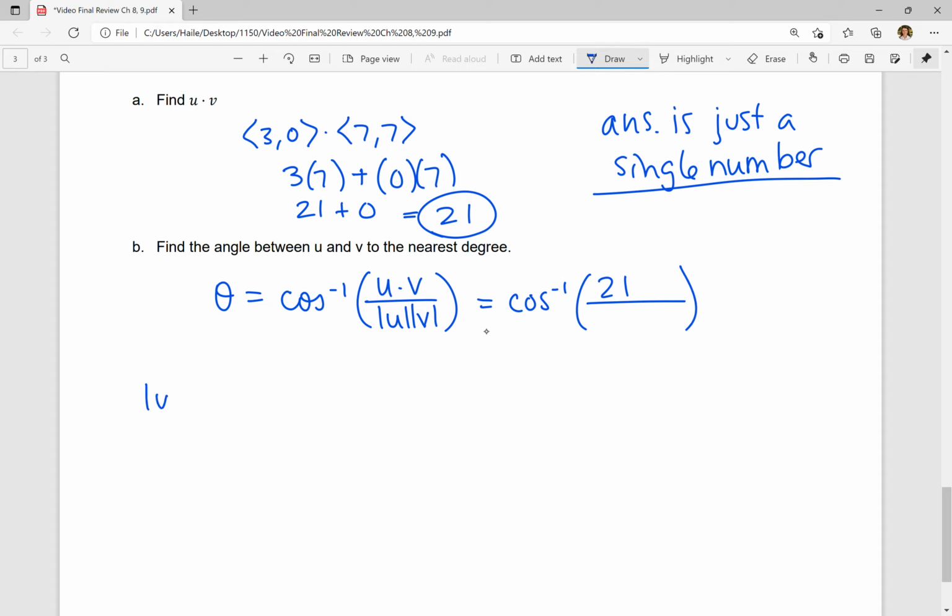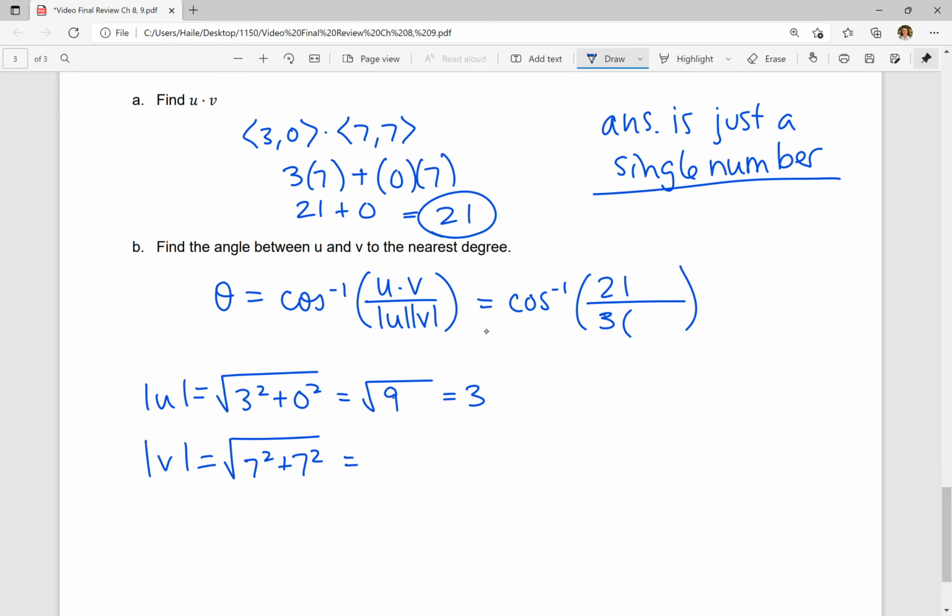So the magnitude of u is going to be the square root of 3 squared plus 0 squared, which is the square root of 9, which is 3. So we have 3 on the bottom. And then the magnitude of v is going to be the square root of 7 squared plus 7 squared, which is the square root of 49 plus 49, which is the square root of 98. So into our formula, we put the square root of 98 in the denominator, and now we have an expression that we can just plug straight into the calculator, and as long as you're in degree mode, you should get your answer to be 45 degrees.